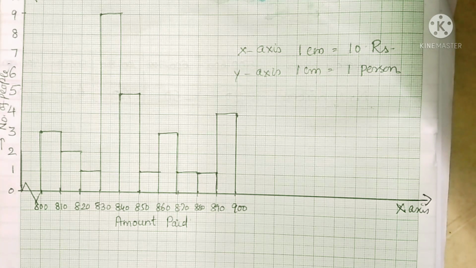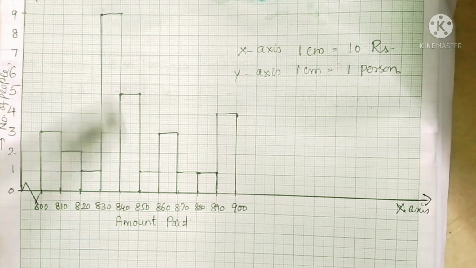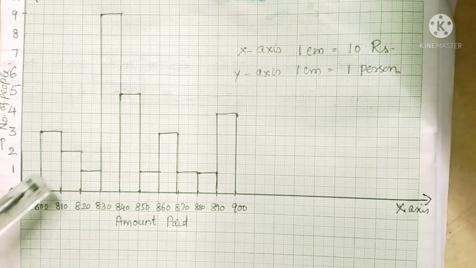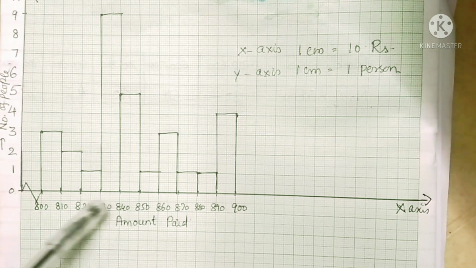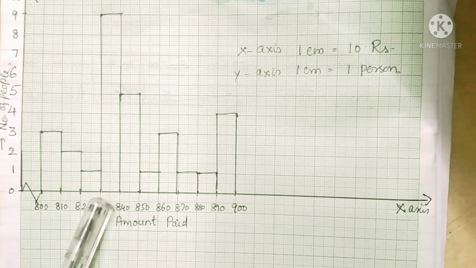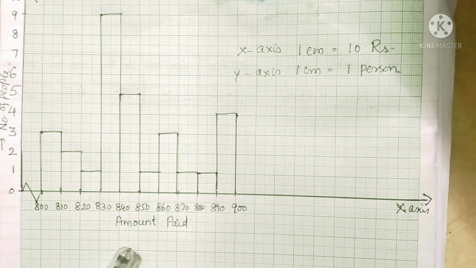What is the question? The first question is, which group has the maximum number of workers? So look at the graph, you see here, where is the maximum number? The tallest or the longest bar will show you the maximum number. So which group is it? It is 830 to 840. So the group 830 to 840 has the maximum number of workers.